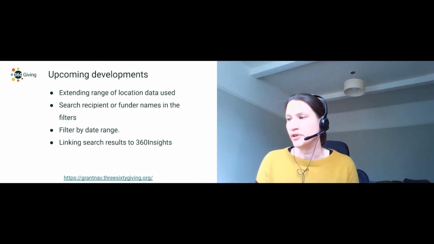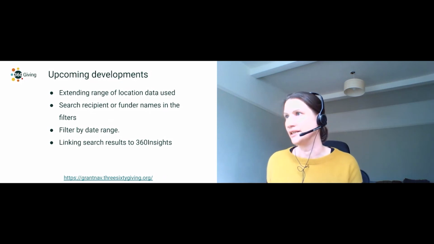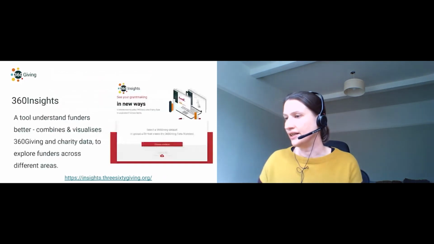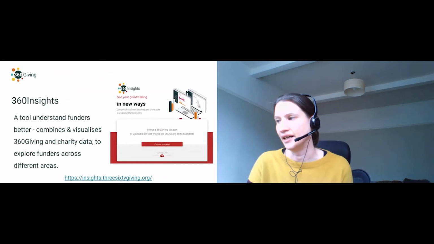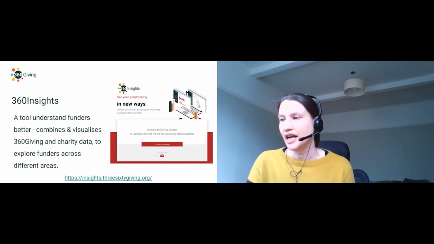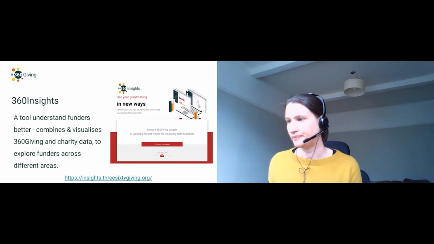And as well as these further improvements, we'll be linking our GrantNav tool to another tool that we have called 360 Insights. So 360 Insights is another of our tools, and what it does is combine and visualize grants data with charity data, and it creates a dashboard with results for the information. So this is a tool that currently works with published files of 360 Giving data, and there's a link to that so you can try it if you want. But what we're going to be doing is connecting the two tools together. So it means that you will be able to load the results from a GrantNav search into the 360 Insights tool and visualize and explore the data there. So watch this space for further updates.